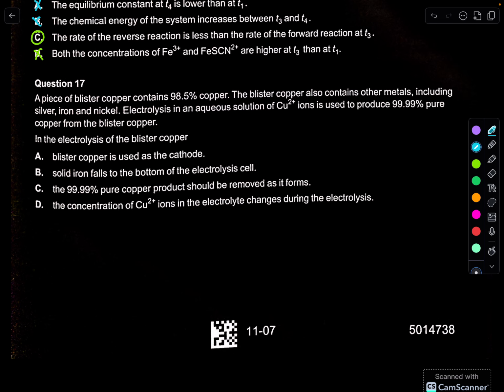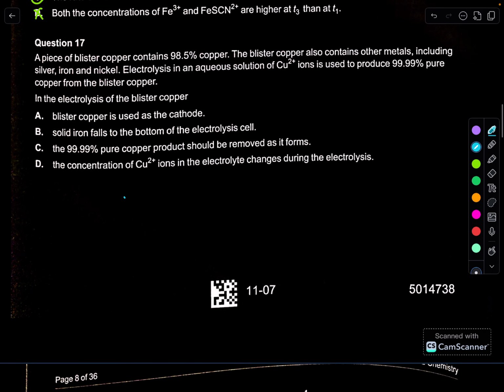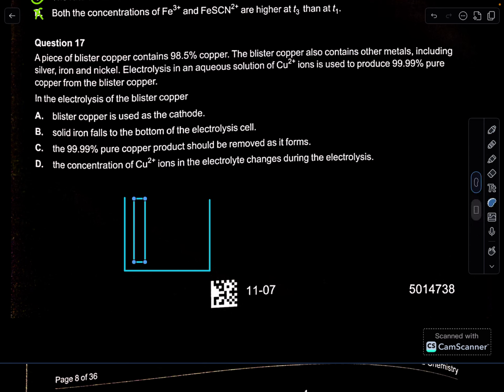In the electrolysis of the blister copper, it is used as a cathode. Okay, let's think about this. Let's break this down. I'm going to draw an electrolytic cell here. I'm going to call this the cathode here. Normally the cathode, remember, the cathode is the one, sorry, this is the cathode, and this is the anode.